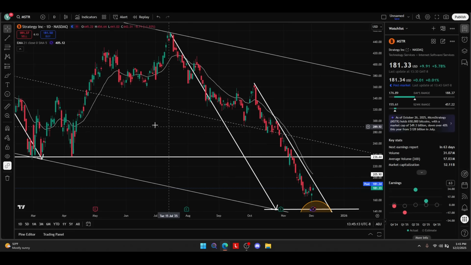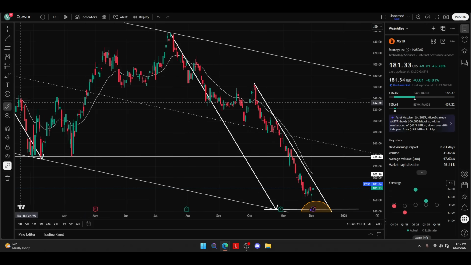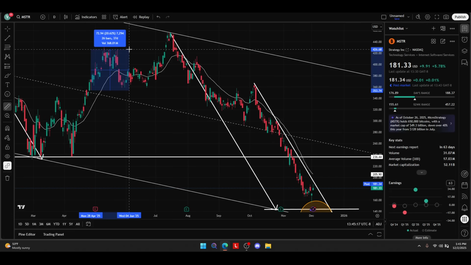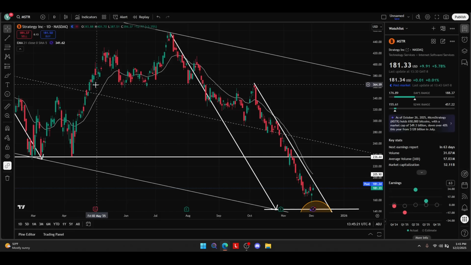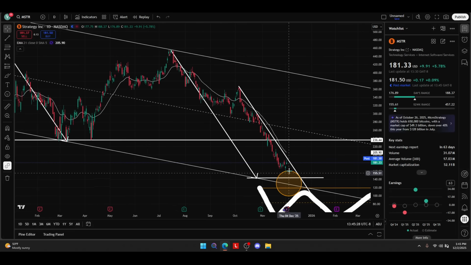Last time I left the country was back in late April, and we saw a 20% rally until about mid-May when I returned. So maybe we'll see the same thing happen again. Every time I leave the country, we see a nice rally for MSTR and even Bitcoin. So it looks like it's doing that.